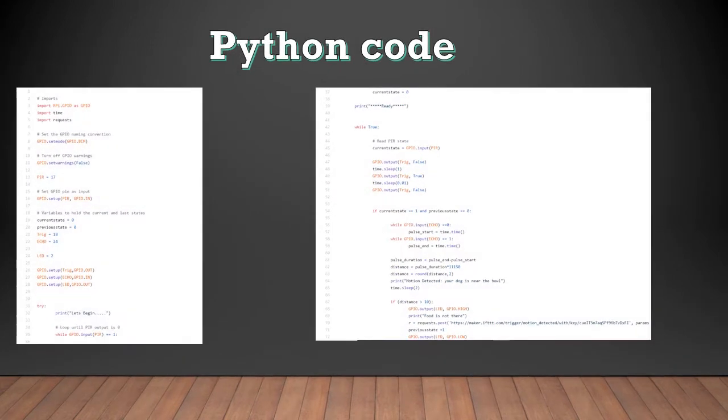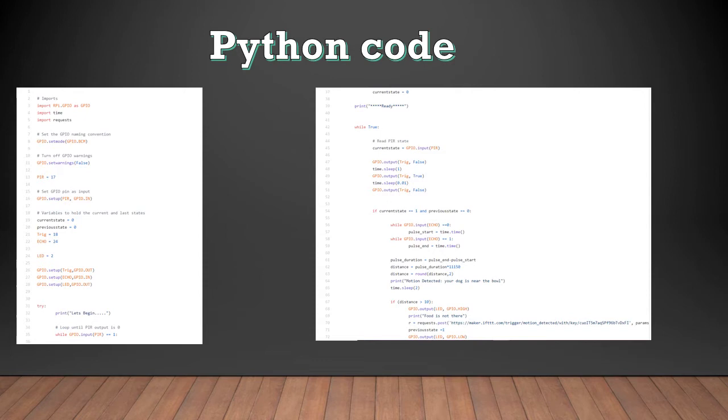Let's have a look at my Python code. Import RPi.GPIO as GPIO, import time and import requests. PIR is connected to GPIO 17, trigger is connected to GPIO 18, echo is connected to GPIO 24, LED is connected to GPIO 2. I have also made two variables here, current state 0, previous state 0.